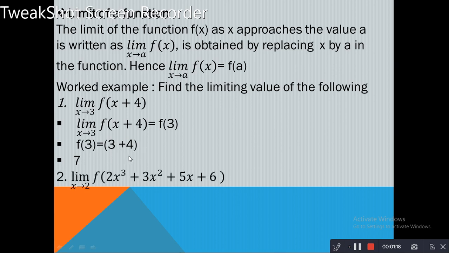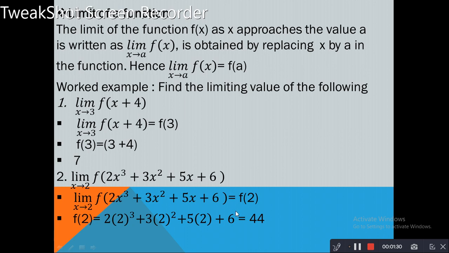Let's look at another example. The limit of f of 2x cubed plus 3x squared plus 5x plus 6 as x approaches 2. It literally means finding the image of 2 under this function. So then we are replacing x by 2 wherever you see x. Then we get our answer to be 44.